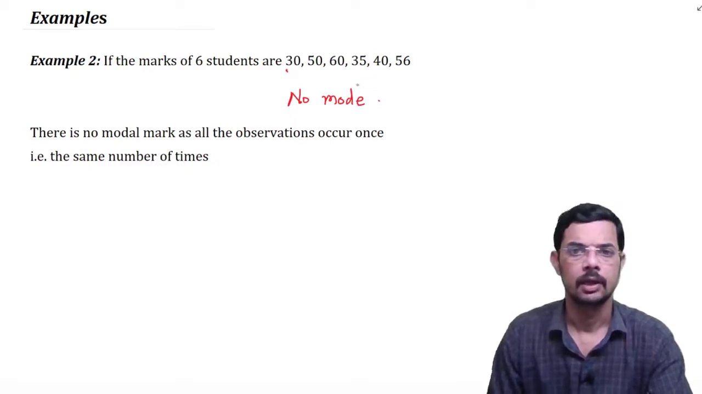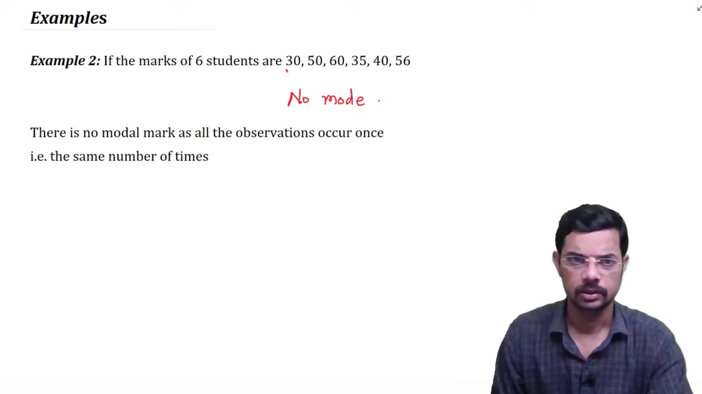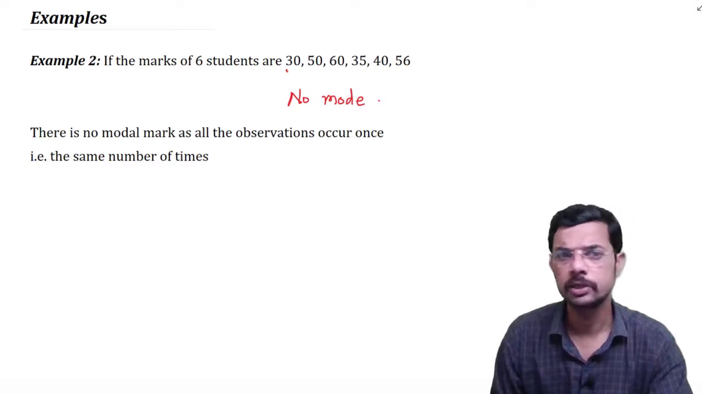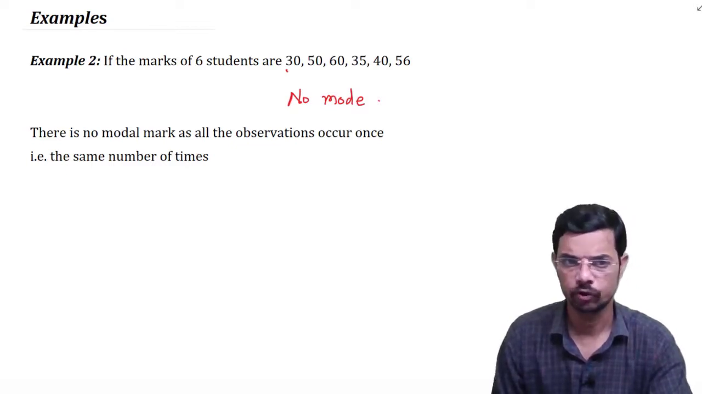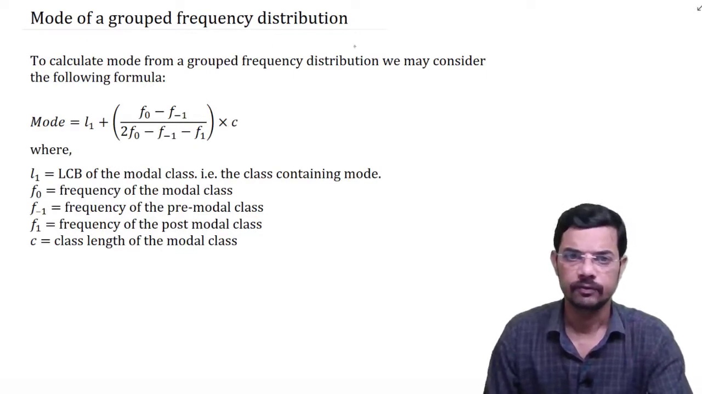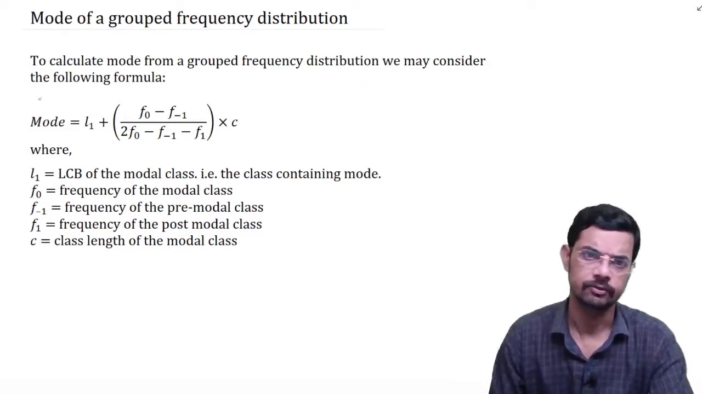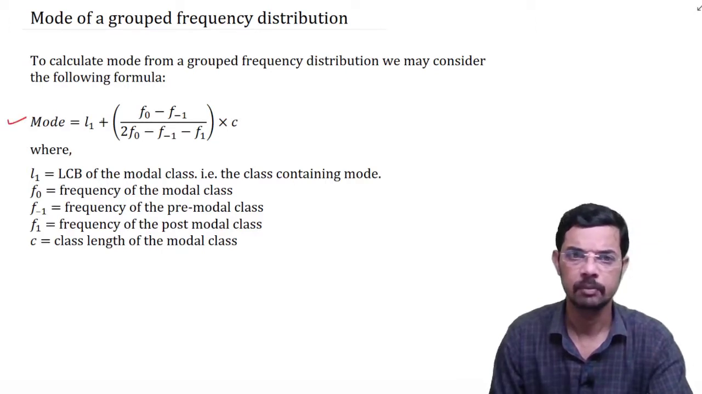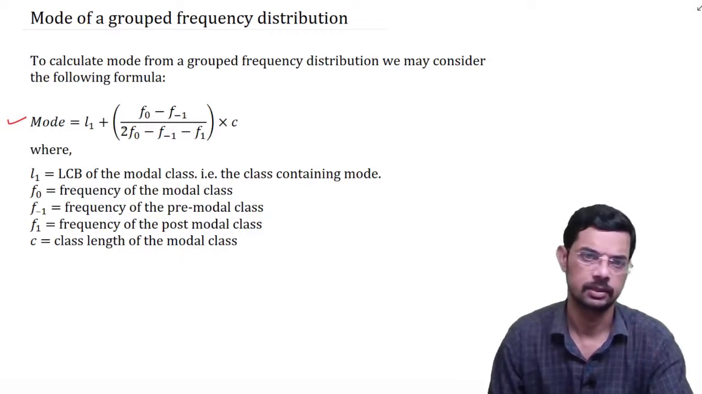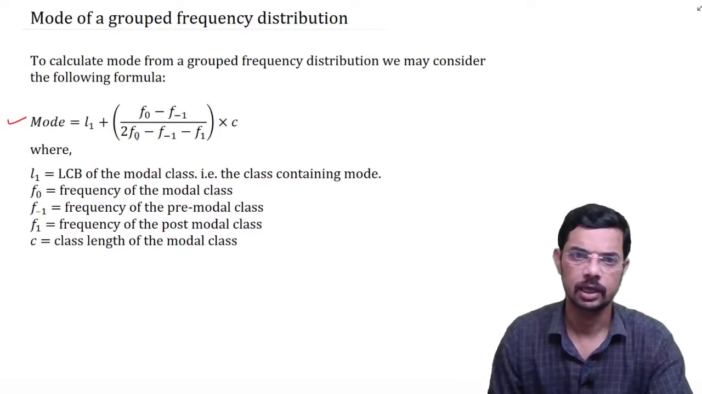Now, let us understand how to find the mode for a grouped distribution. If the data is given in a grouped form, where we have frequencies associated with a particular set of data, then how do we calculate the mode? The formula given for mode is: Mode = L1 + ((f0 - f-1) / (2f0 - f-1 - f1)) × class length.